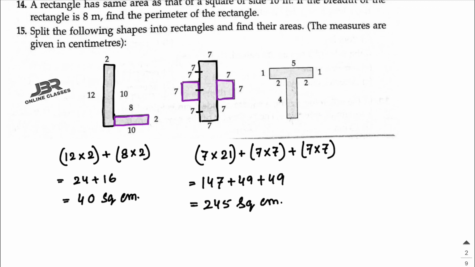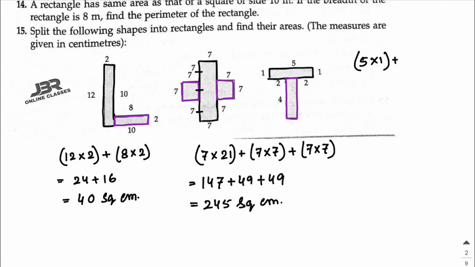Now the last one. So here the last one, this one is the first rectangle, and the purple one is the second rectangle. So for the first rectangle, length is equal to 5 and breadth is equal to 1. So that means 5 into 1 is the area of the black portion.